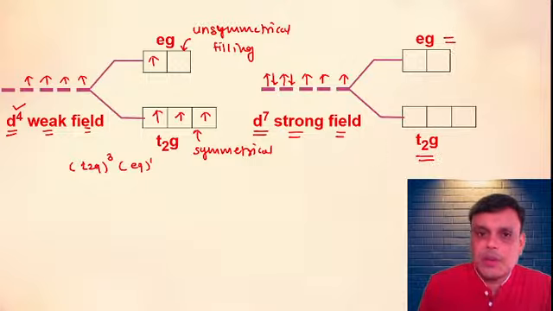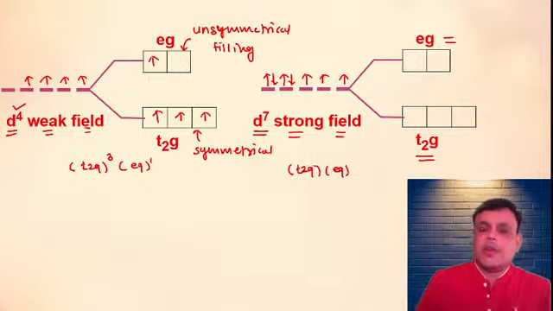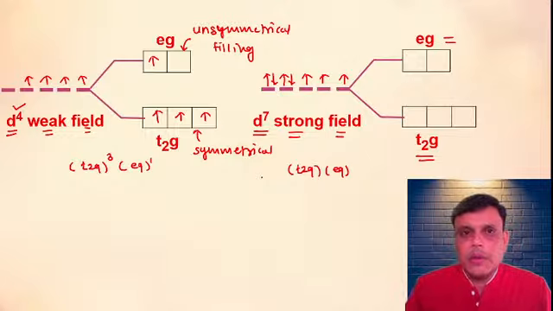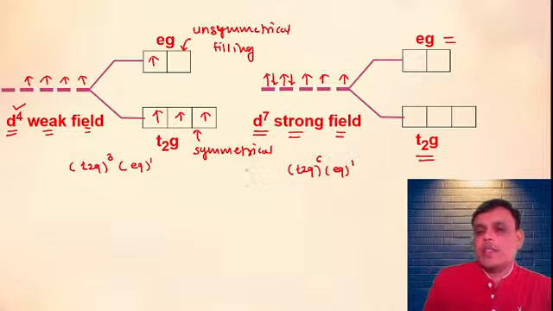So fill the electrons in T2G and EG, and tell me the electronic configuration. Here your complex is strong field. T2G6, correct, Vishwajit, very good. T2G6 and EG1. This is the electronic configuration.